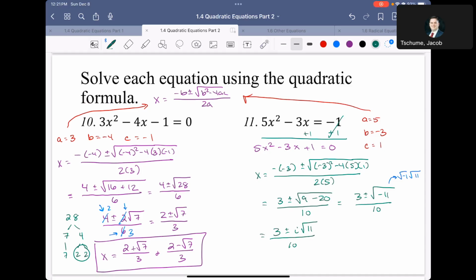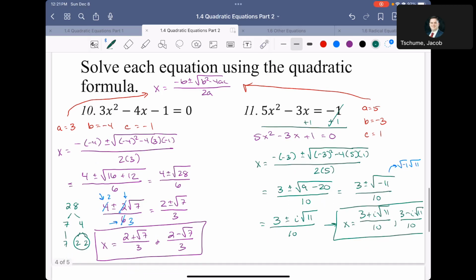That's the big difference. That's as far as you can simplify this, but you have to remember to separate the plus and minus terms. So we would say that x is equal to 3 plus i root 11 over 10, and also 3 minus i root 11 over 10. And so that's an example where you can use the quadratic formula, but you actually end up getting complex number answers because they include this imaginary unit.